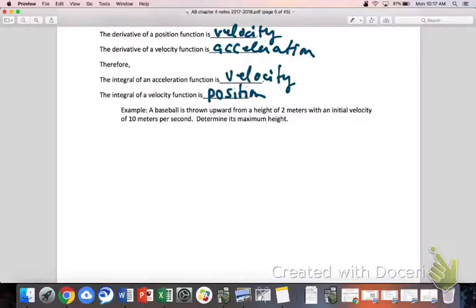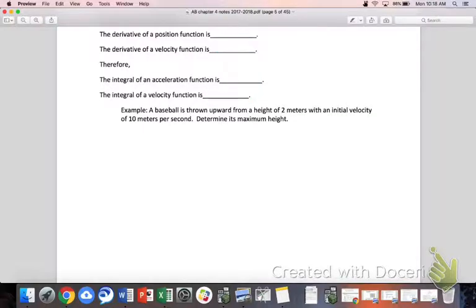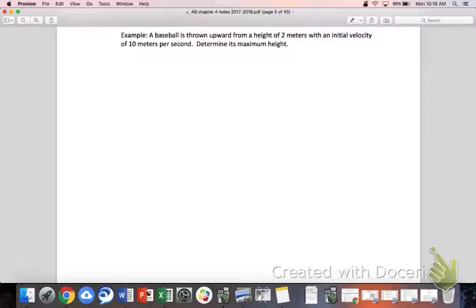So take a look at our example here. We got about 7 minutes, and I think we should be able to do this. Our example says a baseball is thrown upward from a height of 2 meters with an initial velocity of 10 meters per second. Determine the max height. Now, if you are in physics, you probably could piece this together with kinematics, right? But if you are unaware of the kinematics equations, we are decidedly short on information. Very short on information.